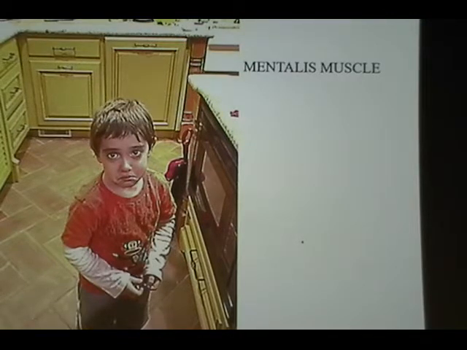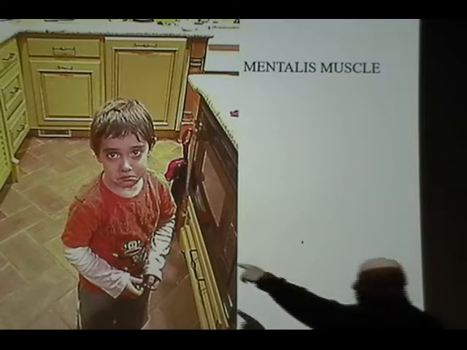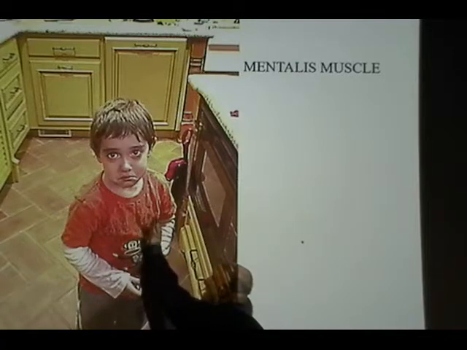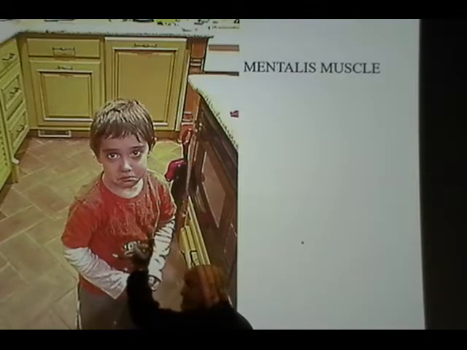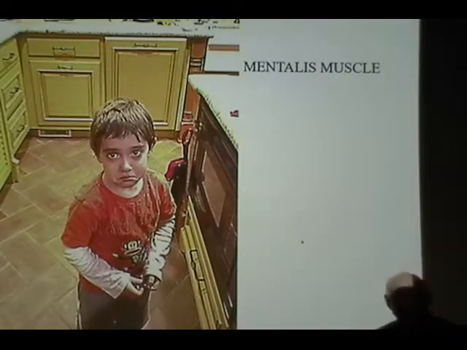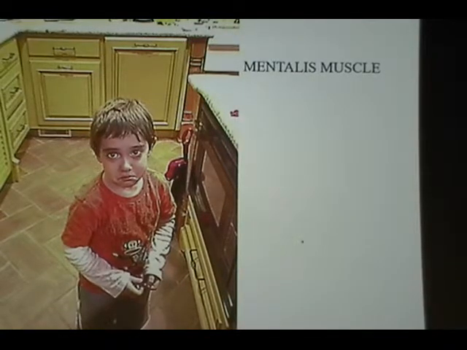You know, I was still showing you this, but you can see how he's pulled the lower center of his lip downward and forward, with this mentalis muscle. Just did a really good job.